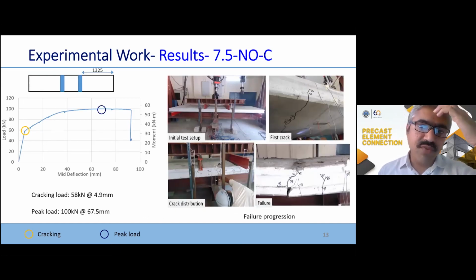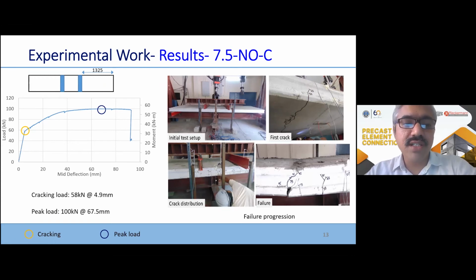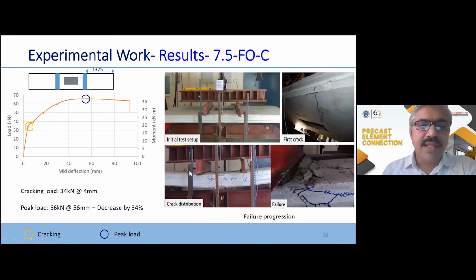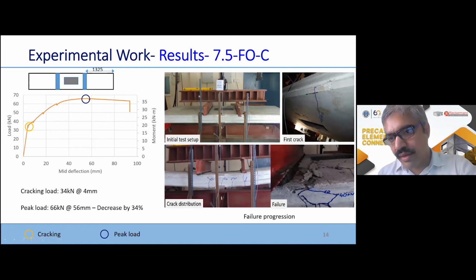Moving on, the slabs with the higher shear span to depth ratio, the control slab without any opening had a peak load of 100 kilonewton at 67.5 mm, and as expected, a higher A/D ratio has very large deflection at failure. Here we can see at 67.5 mm, and the failure was basically by crushing of concrete at the top fiber. And the slab with the flexural opening, again, it got reduced by 34%. The failure mode remained same, but the crushing of concrete shifted to the line of the opening, as you can see in the figure at the right side bottom.